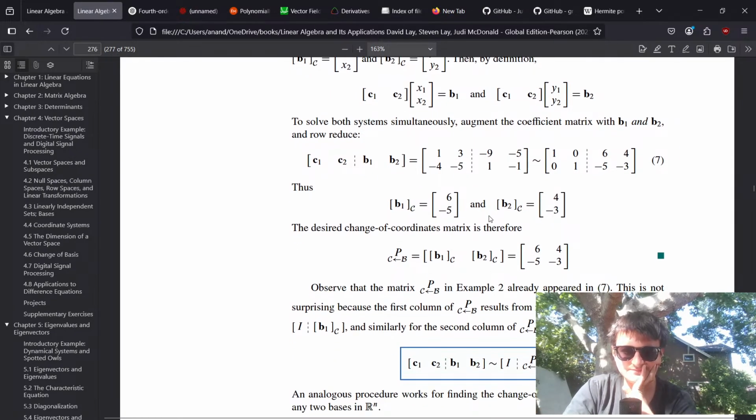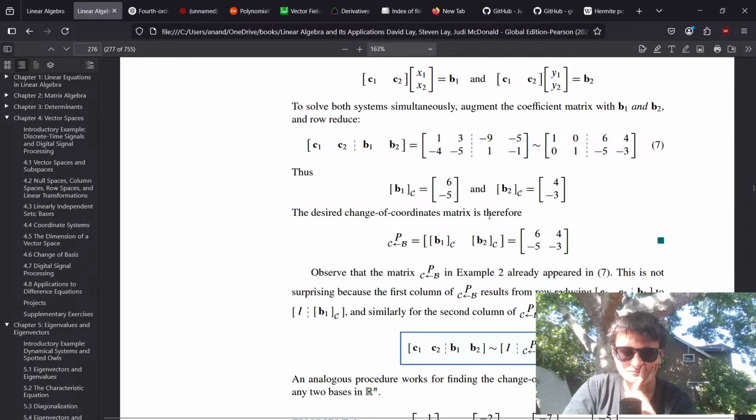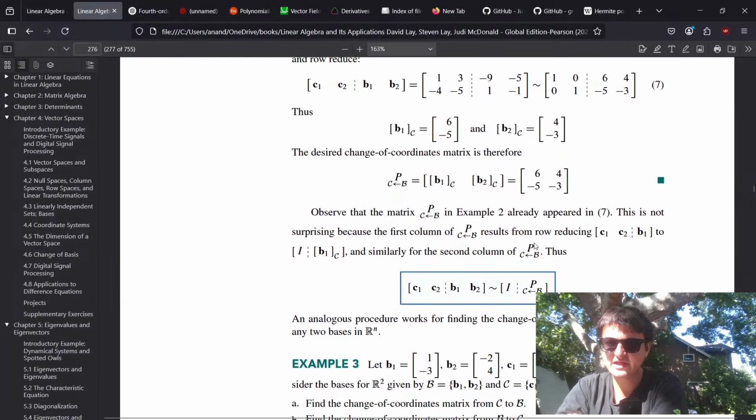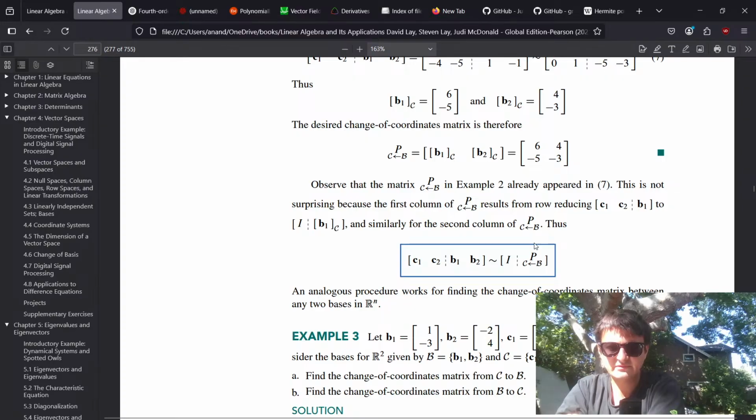Okay, great. So this is the P from B to C. So now we can take any vector written in terms of B and convert it to something written in terms of C.